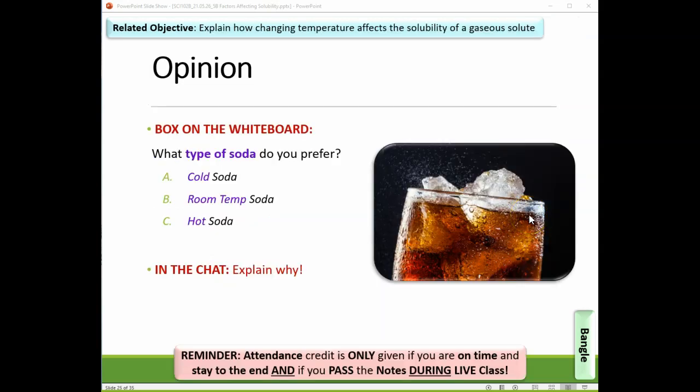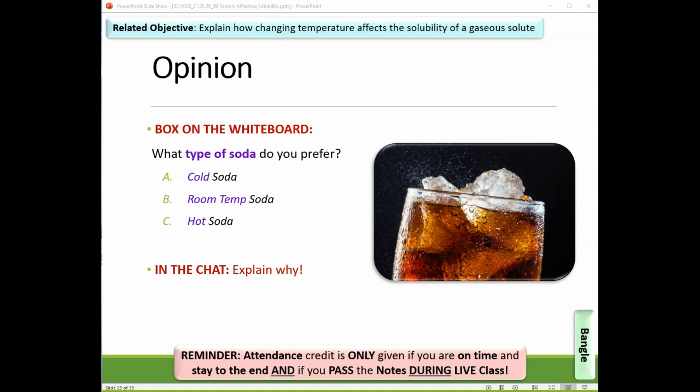Okay, now let's go ahead and think about this. So what type of soda do you prefer? Do you prefer cold soda, room temperature soda, or hot soda? This is kind of just an opinion. There's not really a right answer, although there is. I will definitely think you're a monster if you choose one of these. Go ahead, pause the video until you have an answer.